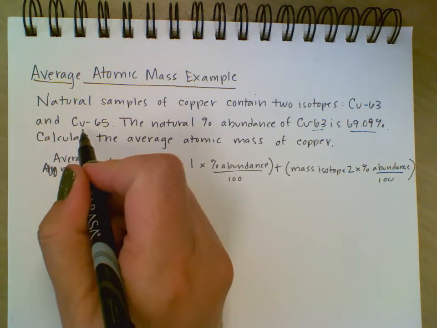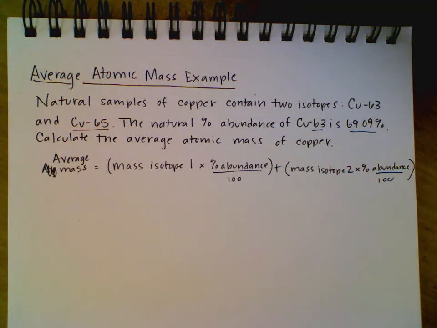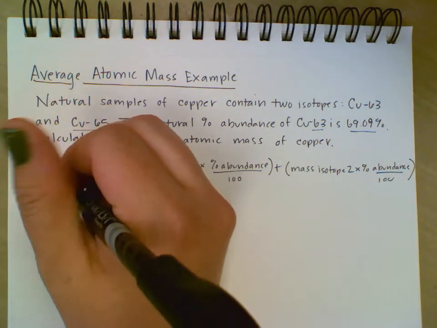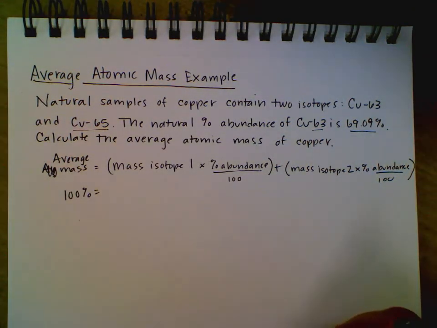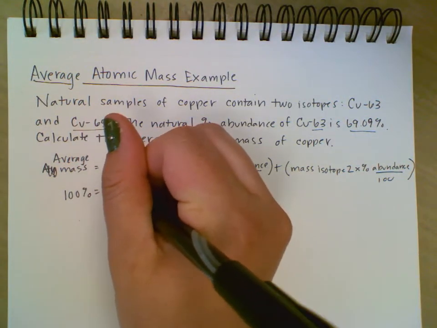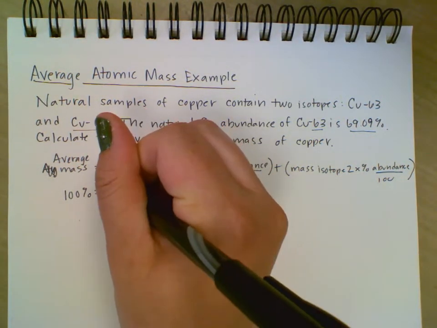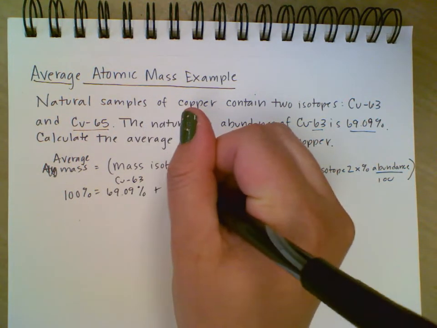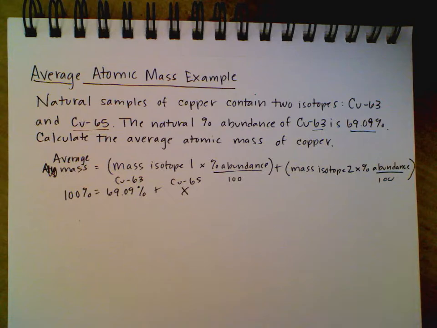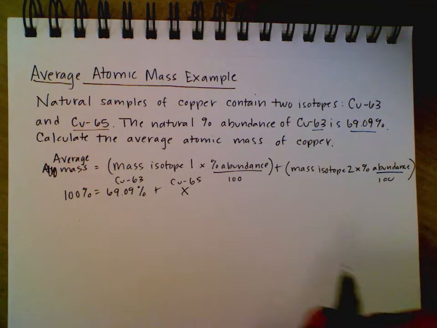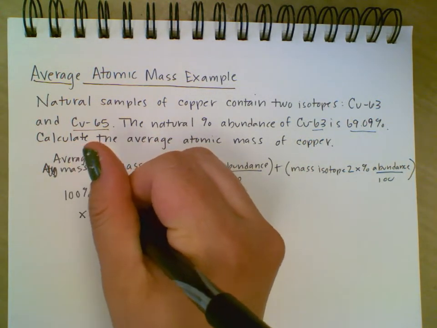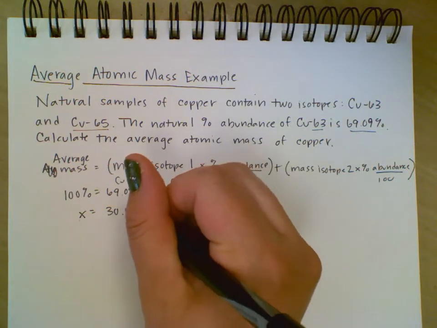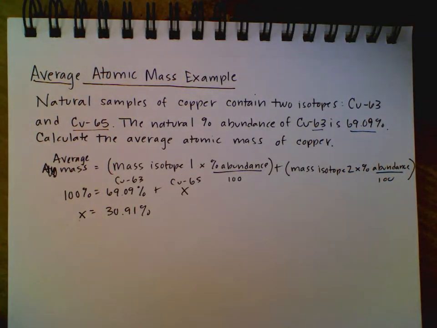It doesn't tell us anything about copper 65 as far as its abundance goes. But if you think about it, our two isotopes' percent abundances have to add up to 100%. So if copper 63's abundance is 69.09%, then copper 65's has to be this other thing. What you just have to do is find the difference between these and solve for your x, and your x should come out to be 30.91%. Okay, so that's the abundance for your copper 65 isotope.